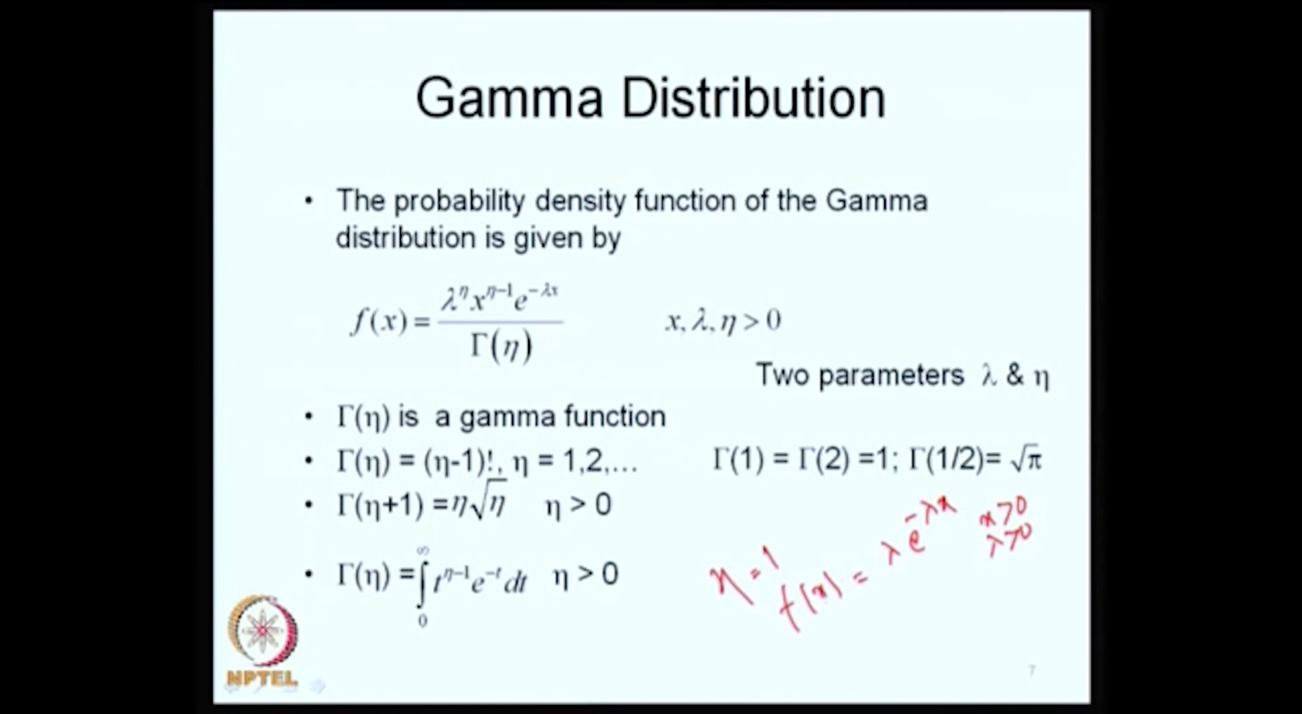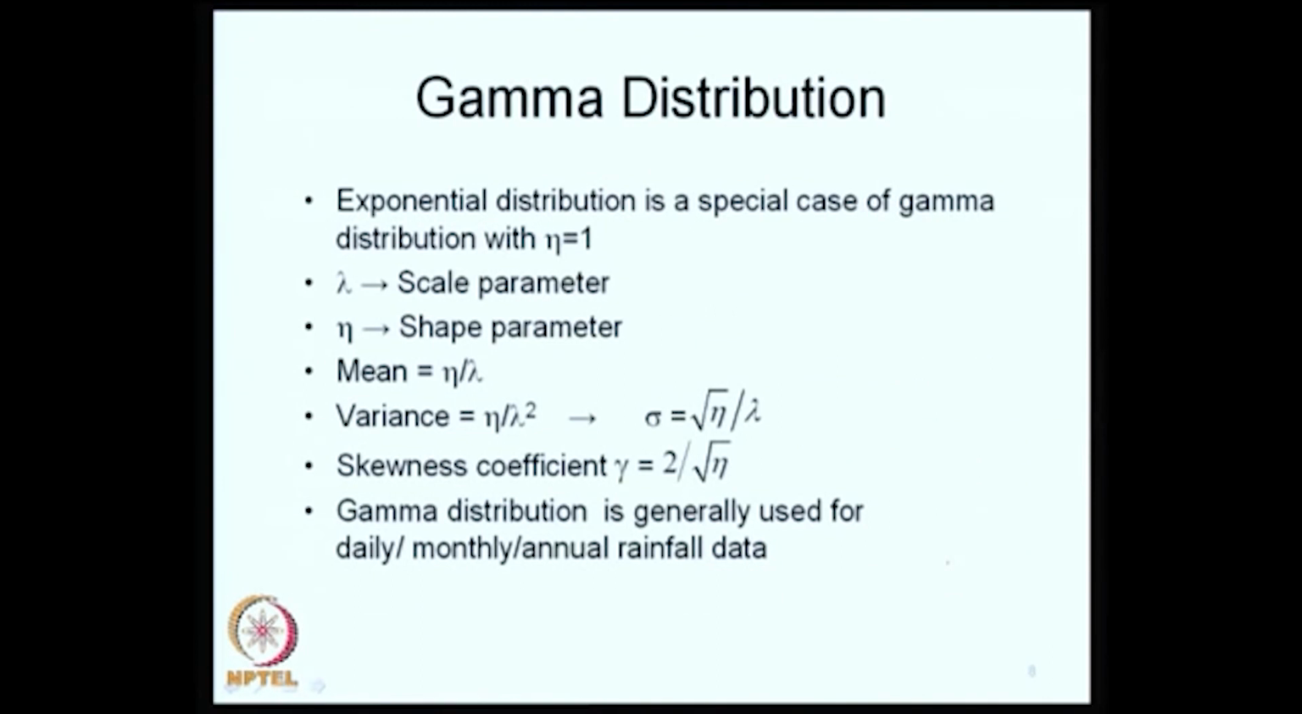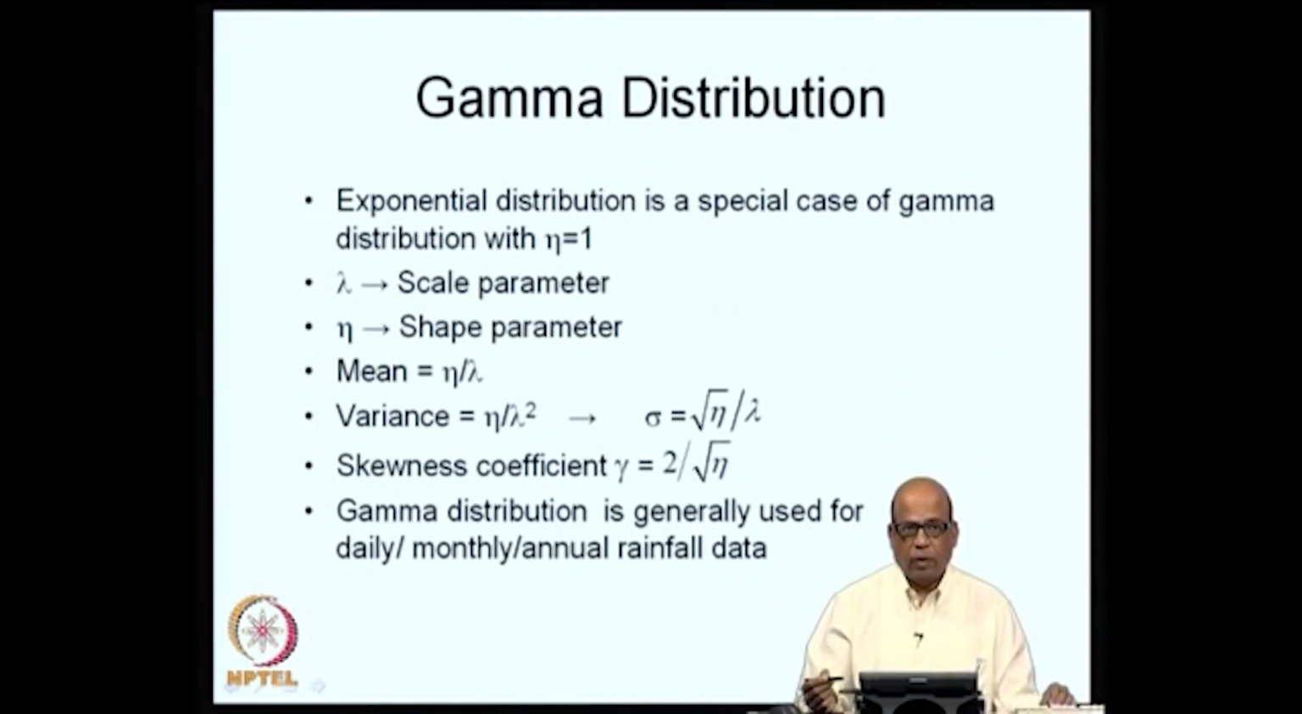You will recall that this is in fact the exponential distribution. So, the exponential distribution is a special case of the gamma distribution. The gamma distribution is a more general form of the exponential distribution. In fact, the gamma distribution is a family of distributions, as we can presently see.